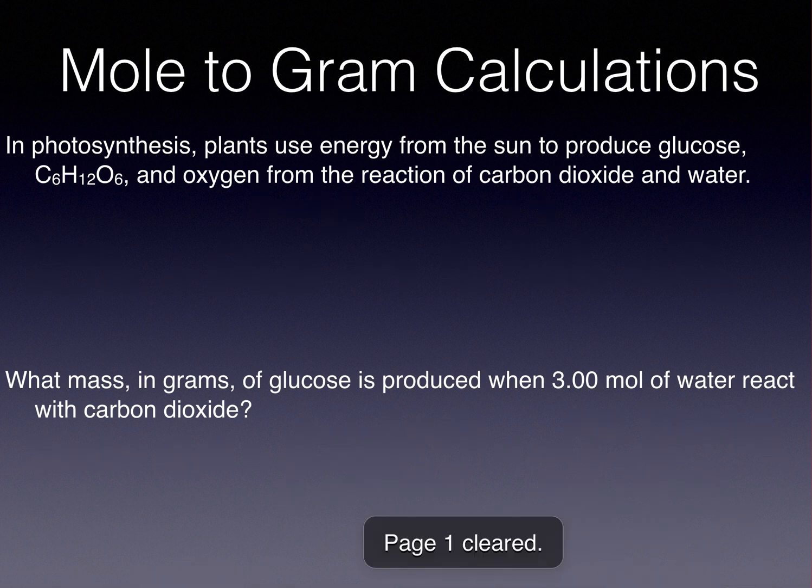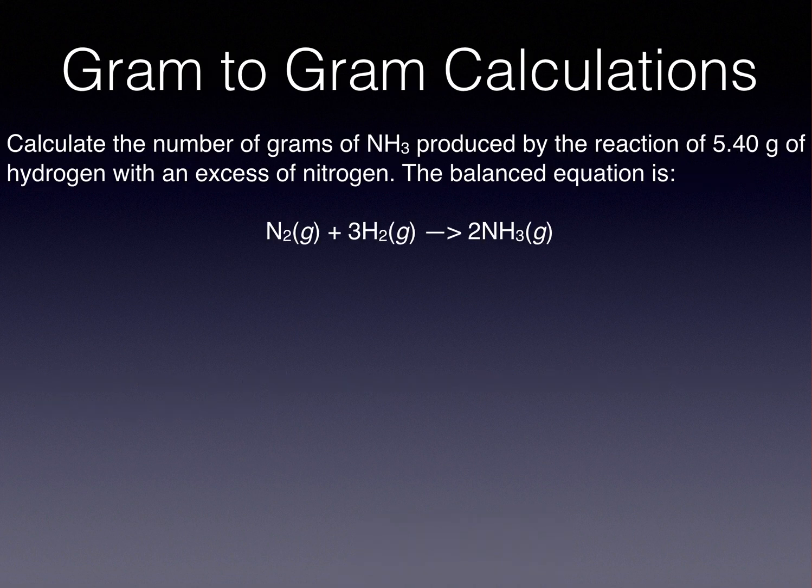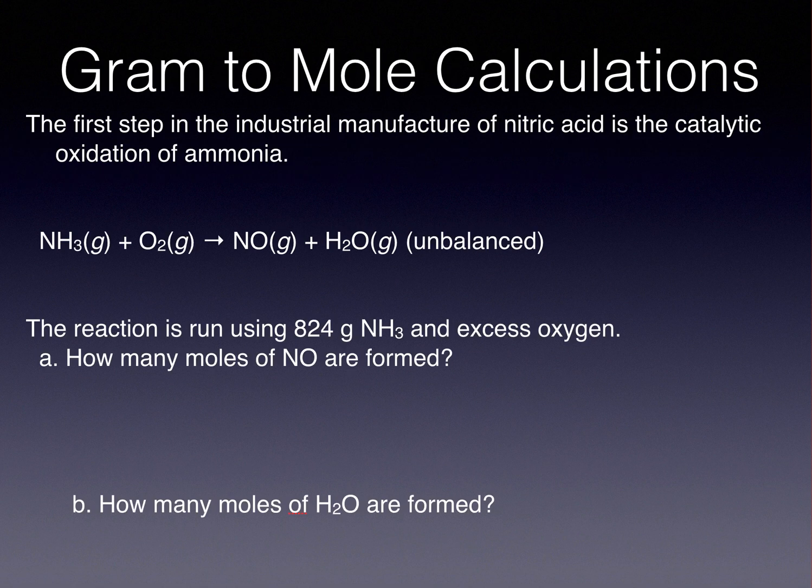Now, we're going to do a gram to mole calculation. So it says the first step in the industrial manufacture of nitric acid is the catalytic oxidation of ammonia. So they give us our equation, but it's unbalanced. So we need to balance our equation. So to do this, let's take a look at this.